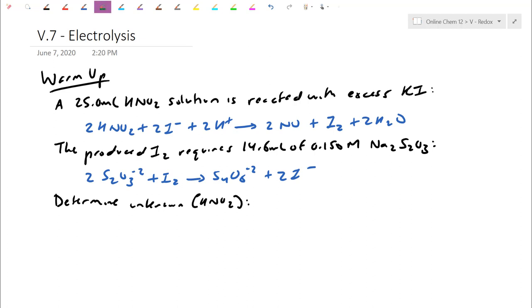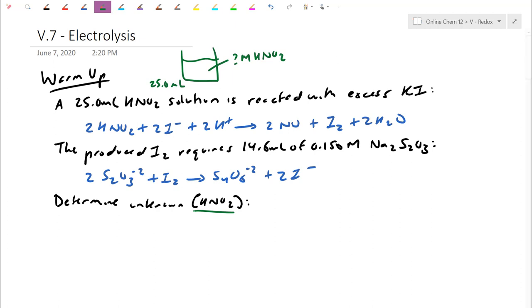Our final goal is to start off with this HNO2 solution. Right now, it's an unknown concentration of HNO2. So I know the chemical is nitrous acid, HNO2, but I don't know the molarity. I start off with 25 milliliters of it. So this one here has an unknown amount of this nitrous acid.